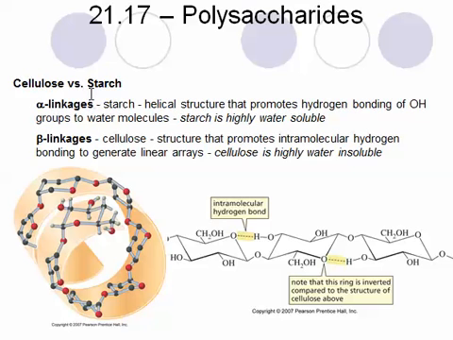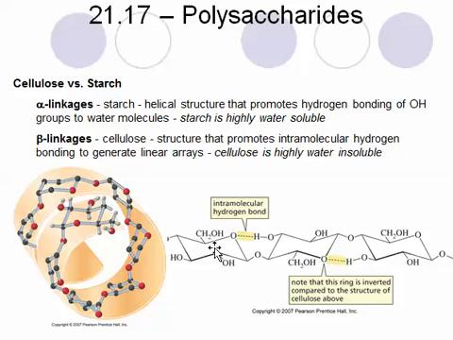The cellulose is a structure that promotes intramolecular hydrogen bonding to generate linear arrays. Over here is kind of the representation of cellulose. Now, cellulose, again, think of plant, right? If I look at it, its three-dimensional structure is basically going to make it flat. And because it's flat, these hydrogen bonds participate within the molecule itself and they get kind of taken up. So cellulose is not water soluble.